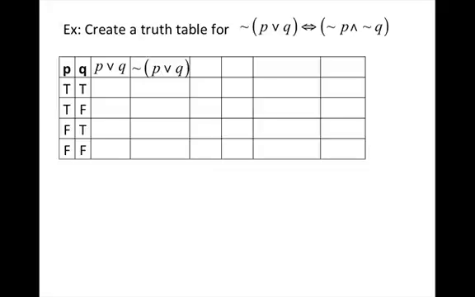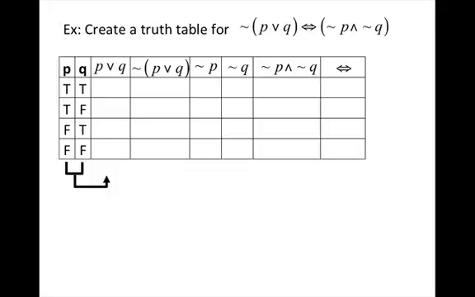After the biconditional, I have a not P and not Q. So I need a column for not P, and then I need a column for not Q. And then I'm going to compare these with an and. And then finally, I can determine my biconditional, my if and only if.